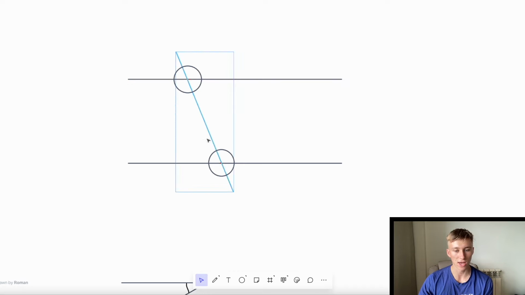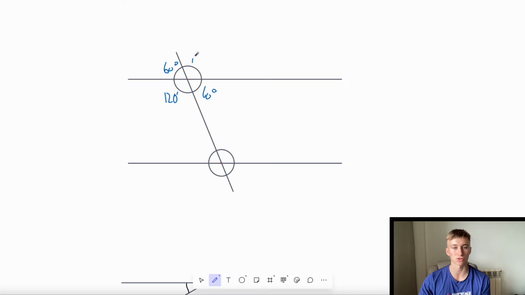So for example, if this angle here is 120 degrees, and this angle here is 60 degrees, then that means that they are the only two angles. So this one must be 60 as well. And then this one up here must be 120 degrees as well.